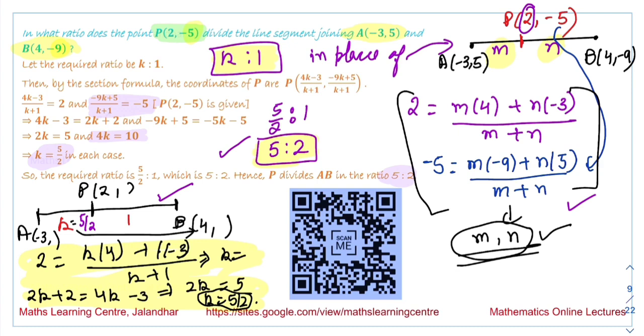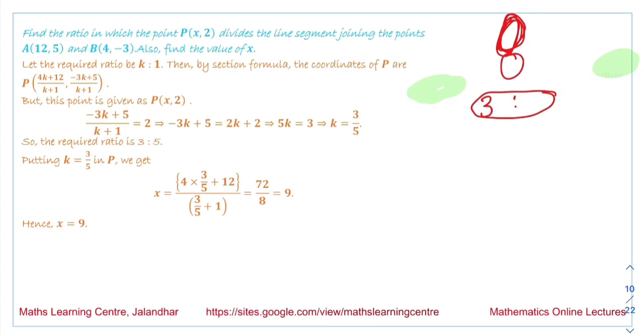questions. Next is: find the ratio in which the point P, given as x,2, divides the line segment. This point A is 12,5. Point B is 4,-3. This point P is given as x,2. Suppose it divides the segment in the ratio k:1. We want to calculate this x and this k.